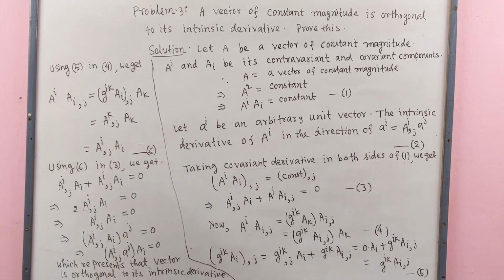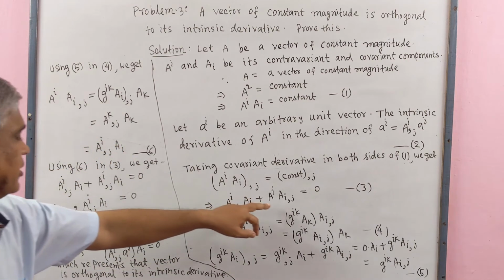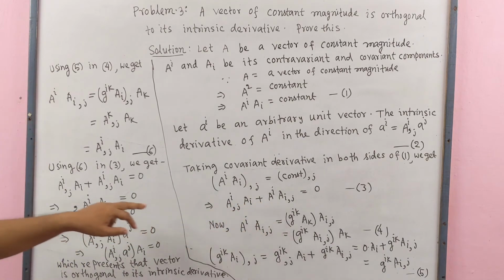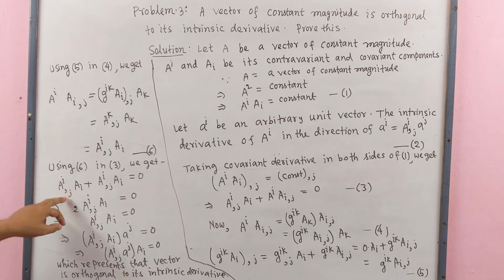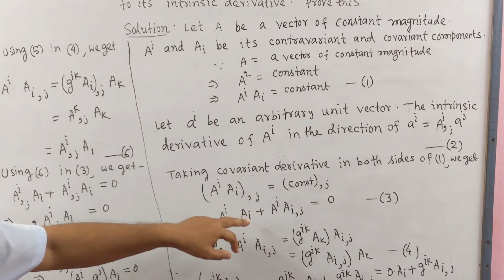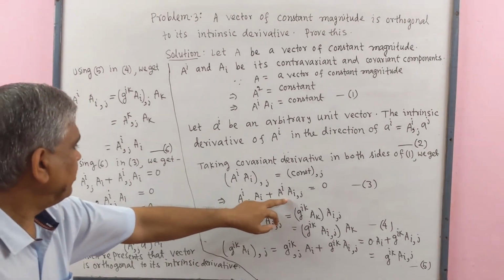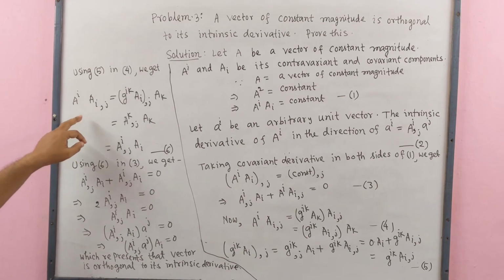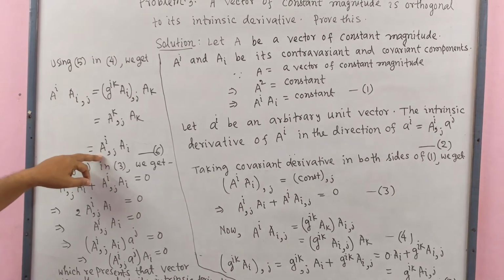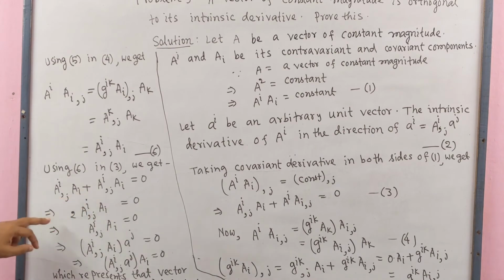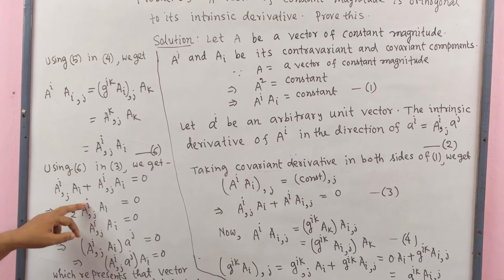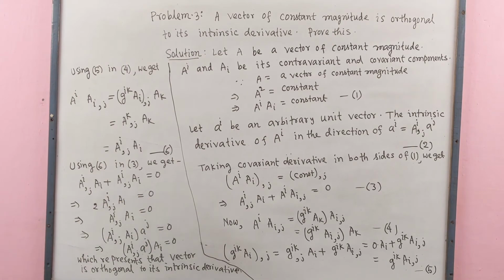This is number 6. Using 6 in theory, here in place of a_i, we write a_i comma j a^i in theory, plus this, in place of this we write right side of 6. So this equal to 2 a^i a_{i,j} equal to 0, implies that a^i a_{i,j} covariant equal to 0.